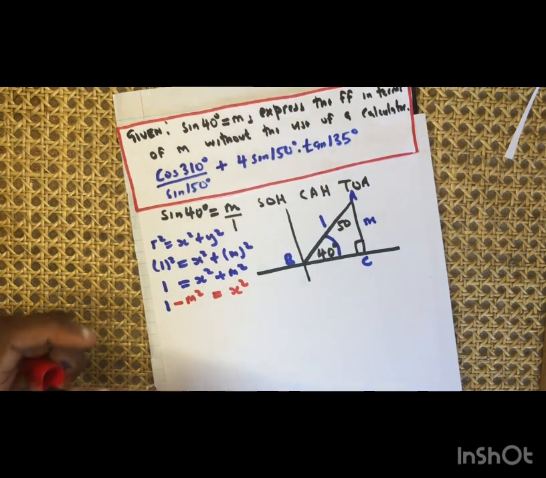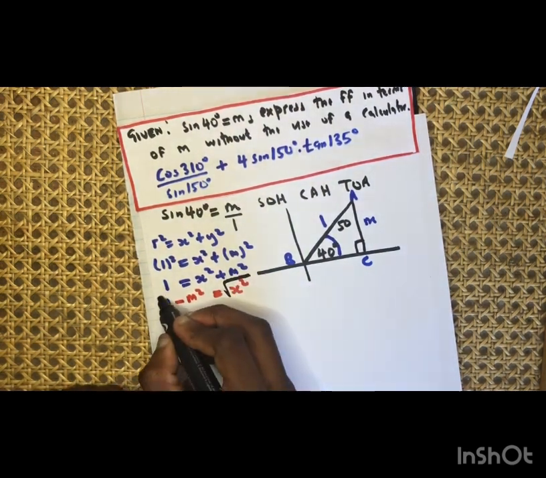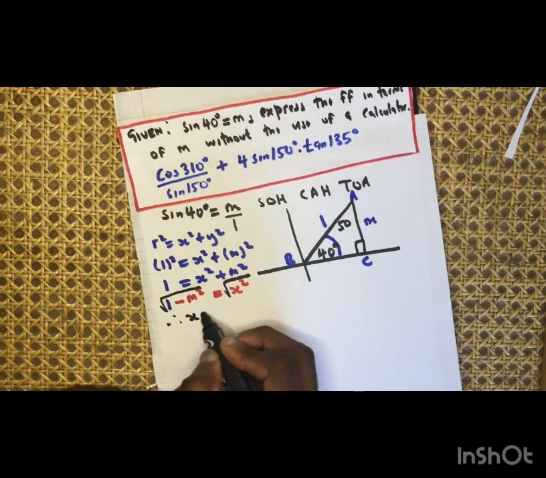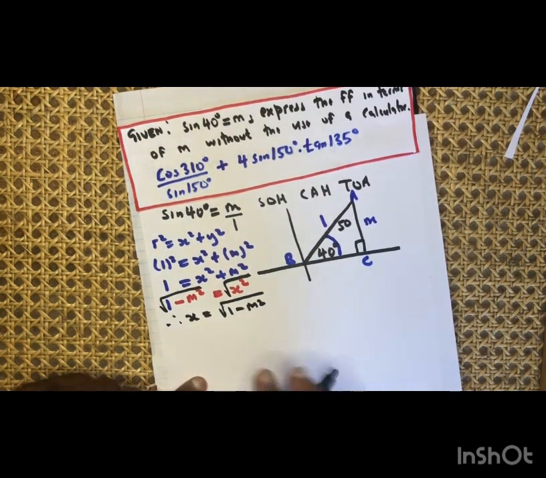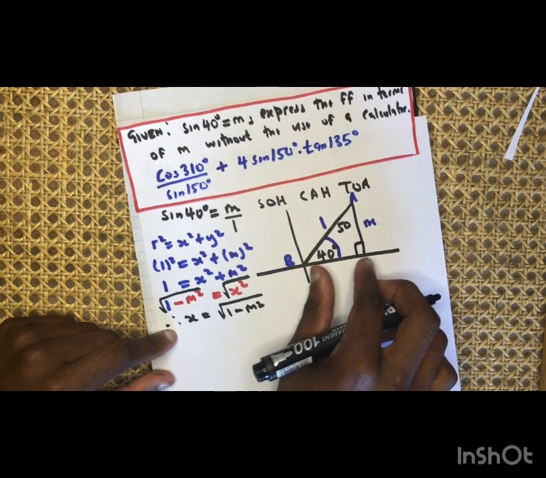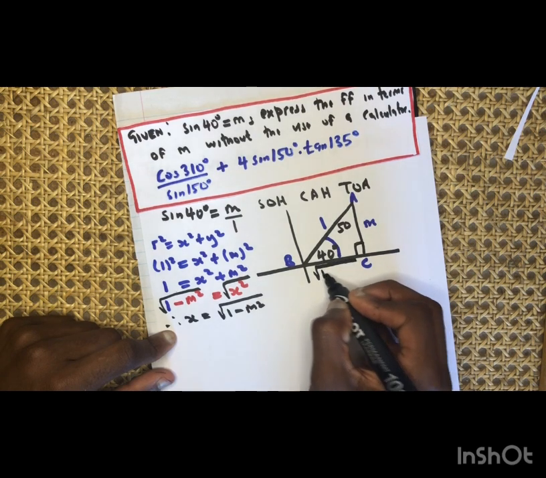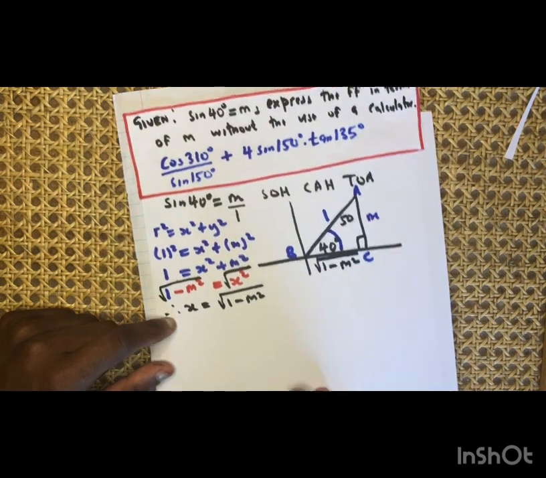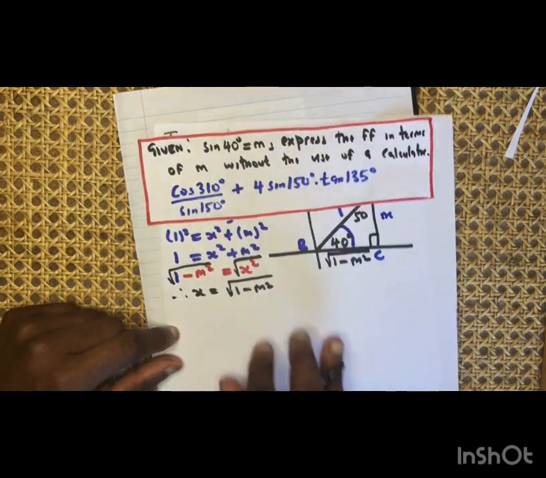Then it's simple now, guys. You can introduce square root both sides. So therefore, x is going to be square root of 1 minus m squared. We will not put plus or minus because this side is positive. X is positive on this side, so I'm going to have here square root of 1 minus m squared. So now we can be able to answer the question that is given.